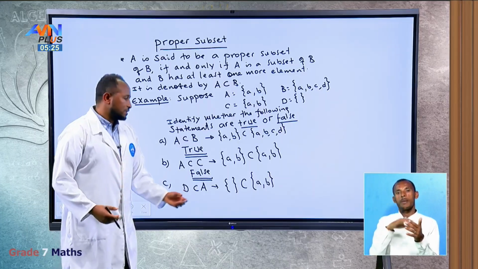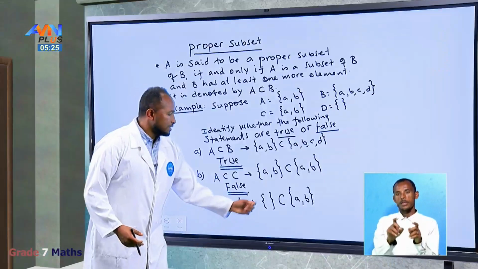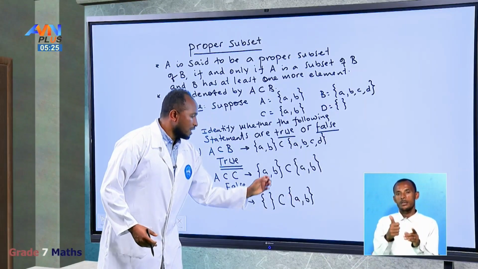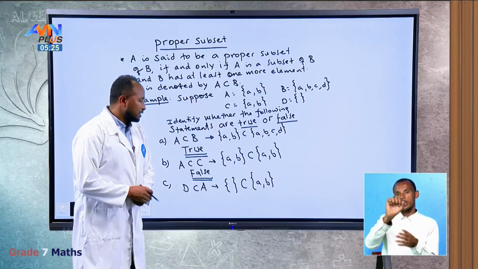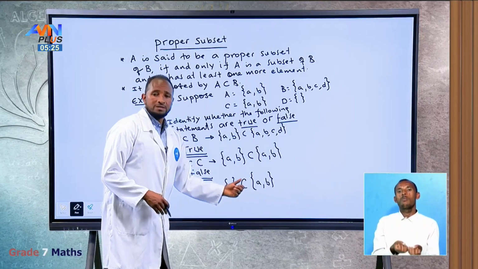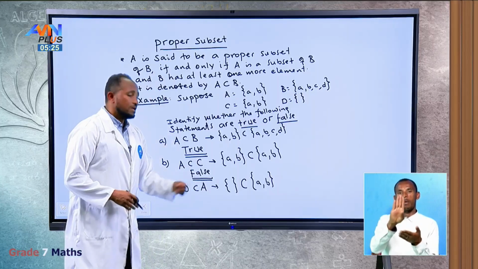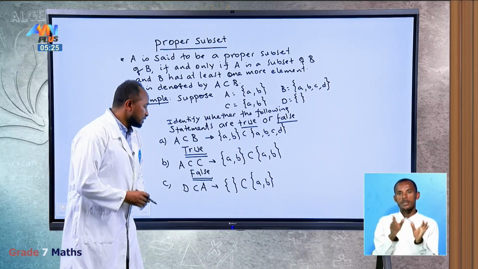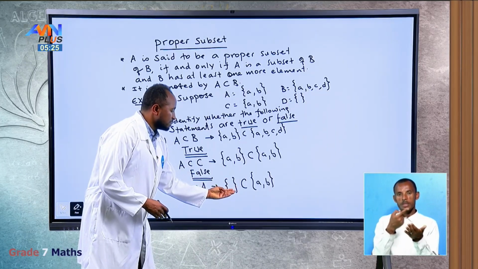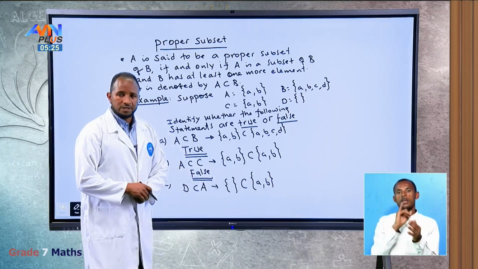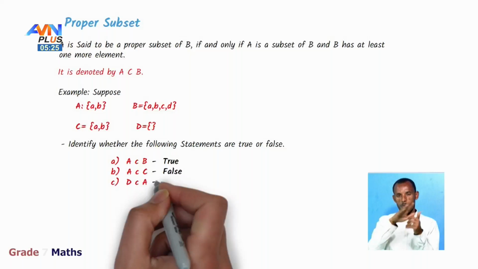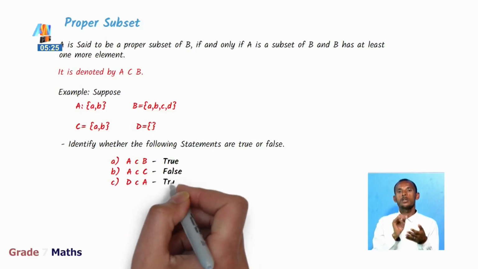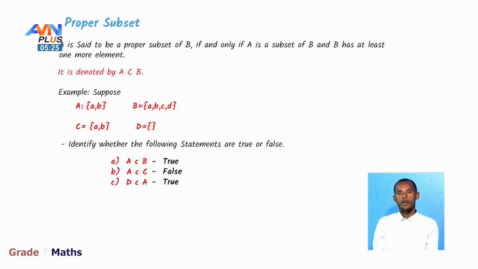So after checking the subset, does the second set have additional elements than the first set? Yes, it has. It has more elements, A and B, than the first set. So because of this, the empty set is a proper subset of the second set. So we conclude that this statement is true. It is a true statement.